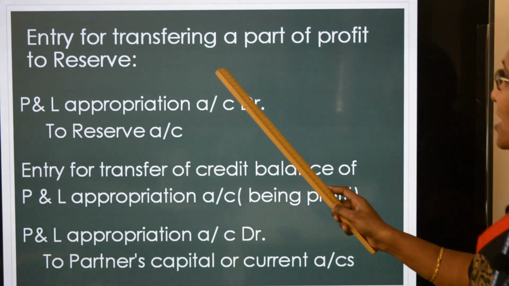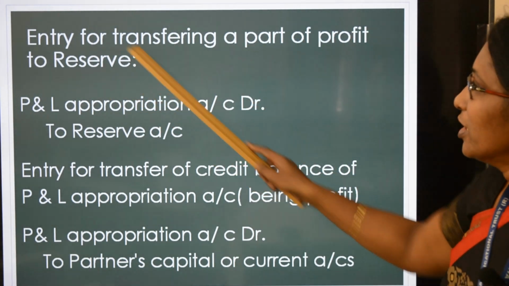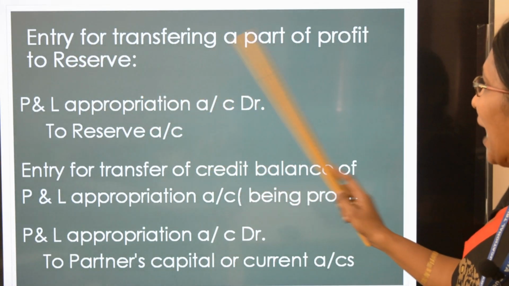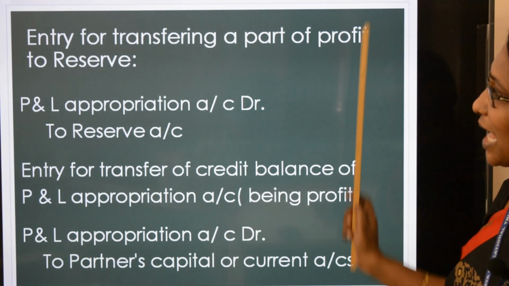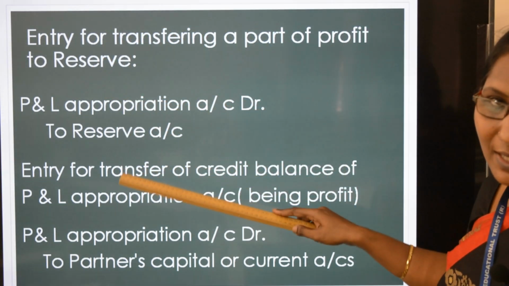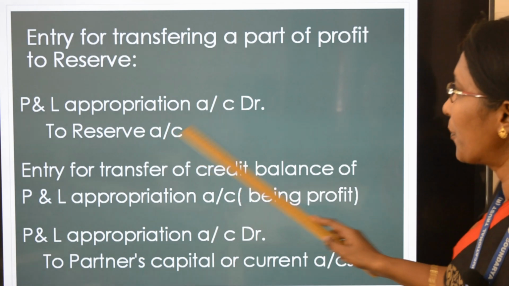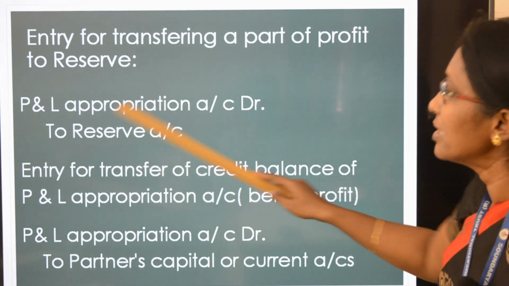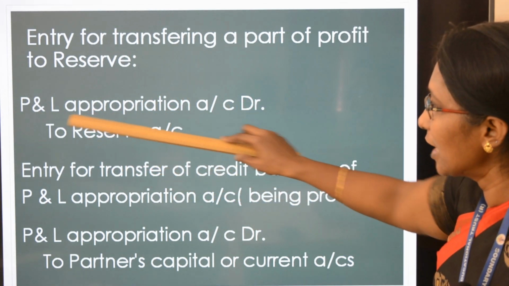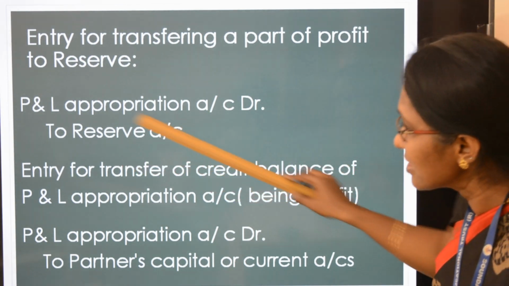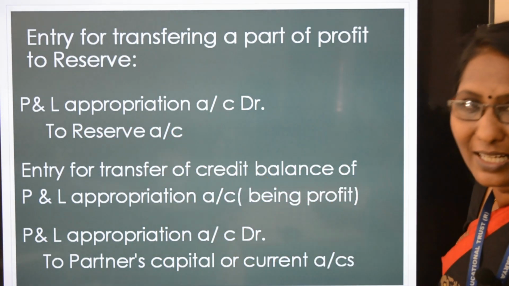Entry for transferring a part of profit to reserve. If a part of profit is transferred to reserve, what is the journal? P&L appropriation account debit to reserve account. In the P&L appropriation account, this reserve will be posted on the debit side.